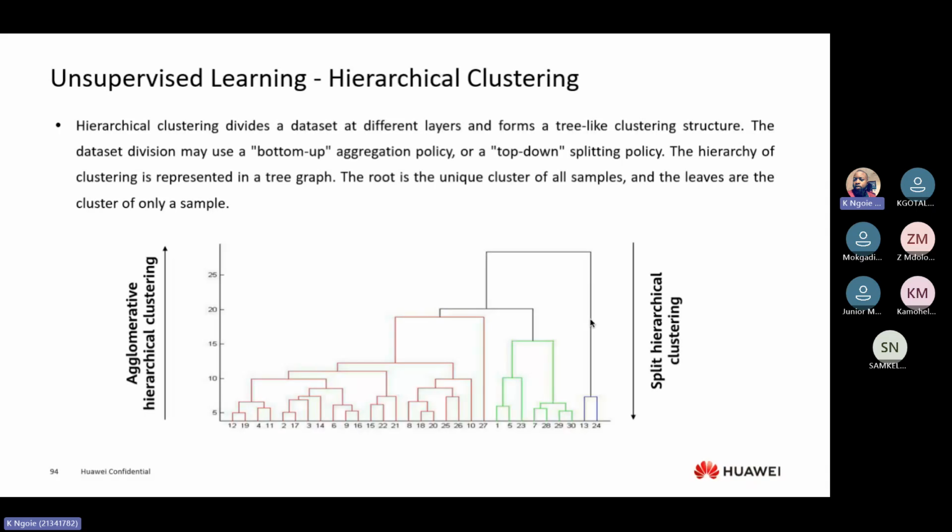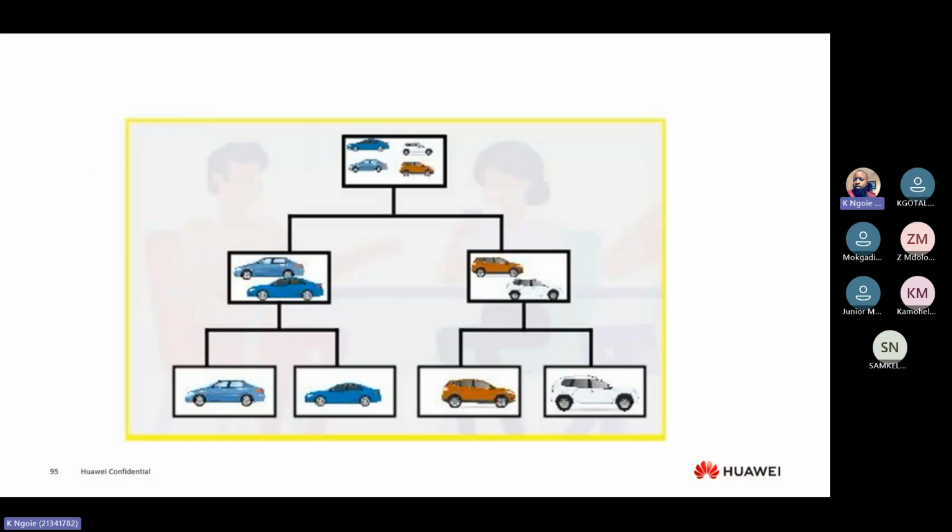Okay, and the last unsupervised learning algorithm is hierarchical clustering. In this case, it divides the data set into different layers and forms a kind of decision tree clustering structure. This is an example here where we have data, cars like this, and it classifies them based on similarities, creates another class, and keeps dividing until we get to the last option.